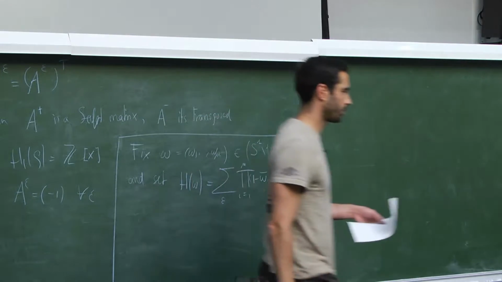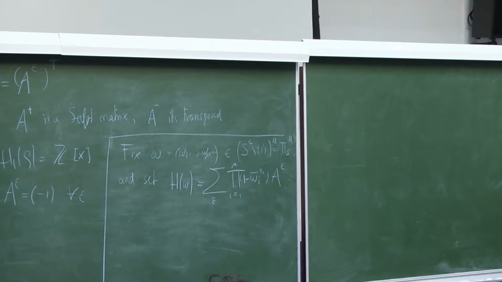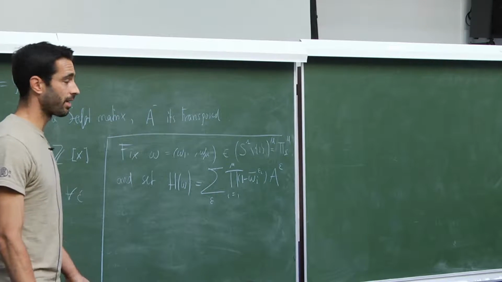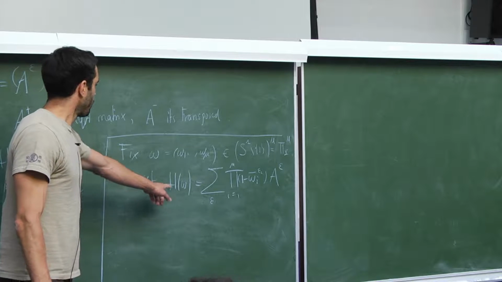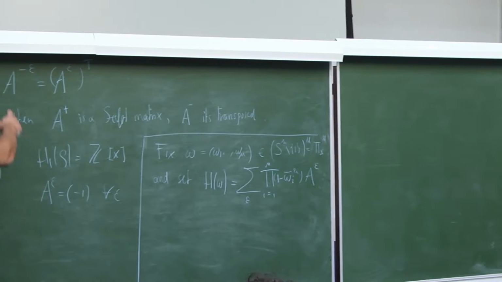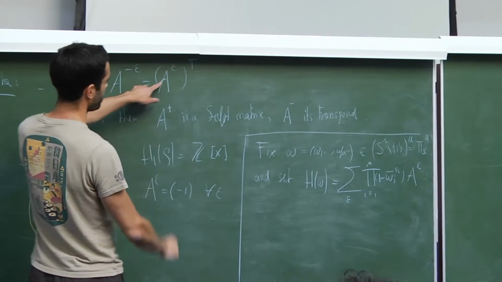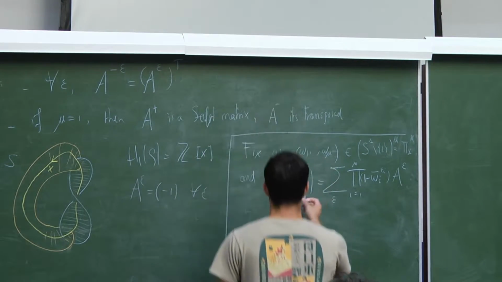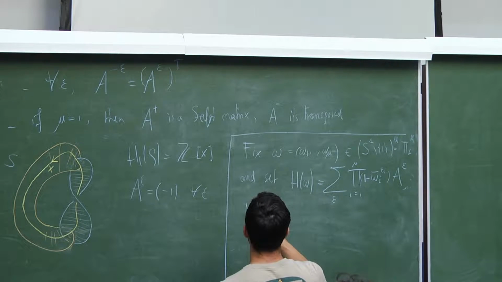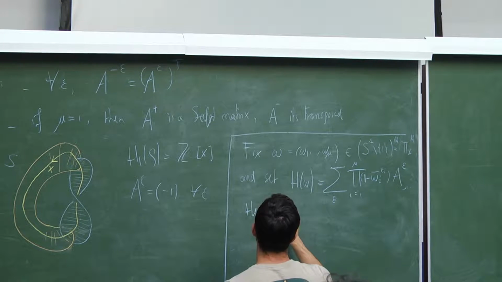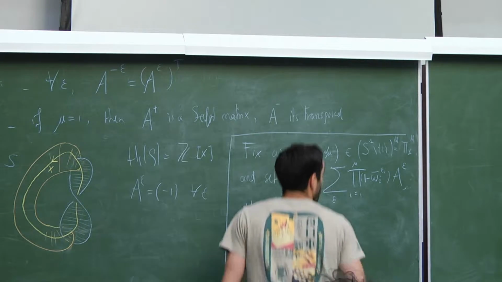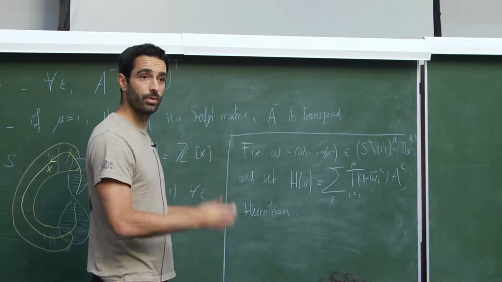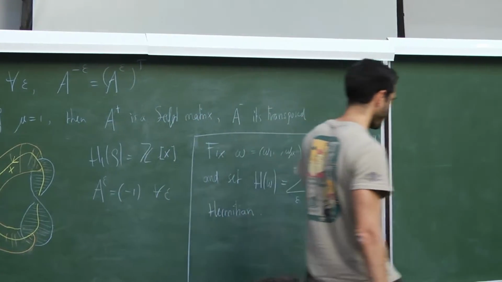This is some combinations of these different Seifert matrices. And you notice that since, by this remark here, since A minus epsilon is A epsilon transpose, this matrix is actually Hermitian. So this is Hermitian. You have a Hermitian matrix, so you can consider its signature, its nullity also, the number of zero eigenvalues.